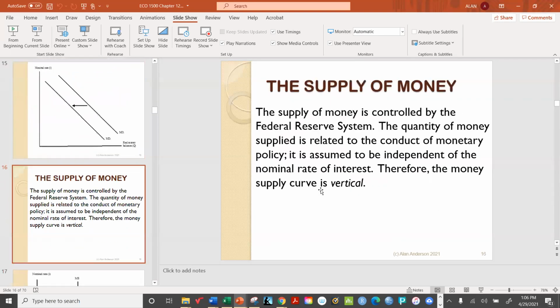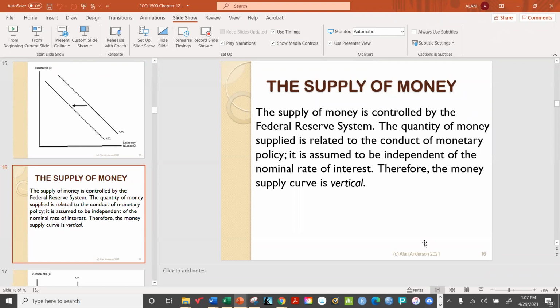Now, the supply of money, we're going to make a very simple assumption here. We're going to assume that the supply comes from the Fed. Now, that's not 100% strictly speaking true, but to a large degree, the Fed is in control of how much money there is in circulation.